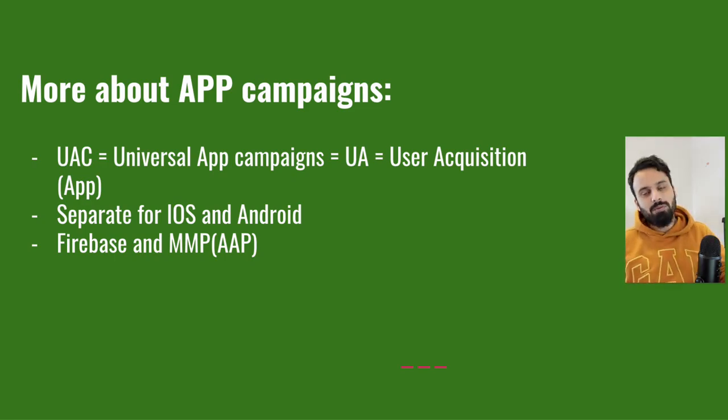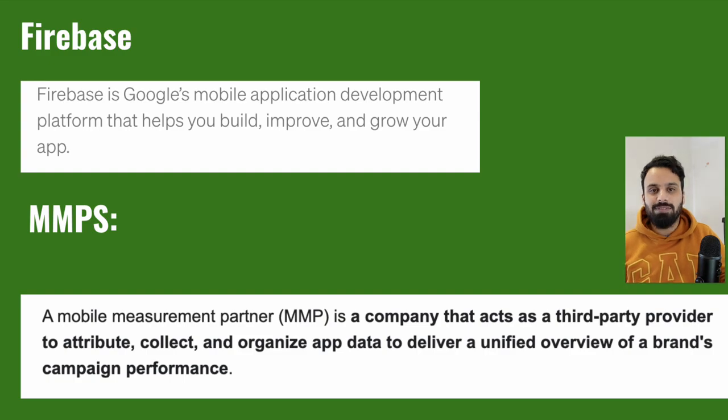And then one more thing before we jump into app campaigns: if you are working with app campaigns, you will hear a lot of keywords like Firebase or MMPs, which Google calls AAP. Now it's very simple. Firebase is analytics for apps. It is a Google platform like Google Analytics. It's free, and app developers integrate this platform in their apps, like we do Google Analytics on websites. When you create a Firebase account and integrate it with your app, you can know how many users came to your app, what pages they went to, what the engagement was, and stuff like that. So it's like a reporting tool.